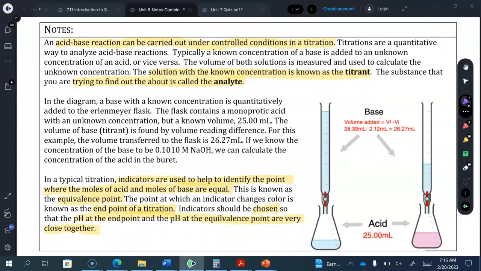So acid-base reactions can be carried out under controlled conditions called a titration. Titrations are quantitative ways to analyze acid-base reactions. Typically, a known concentration of a base is added to an unknown concentration of an acid or vice versa. The volume of both solutions is measured and used to calculate the unknown concentration. The solution with a known concentration is known as the titrant. The solution that you are studying or analyzing is called the analyte because you are analyzing it.